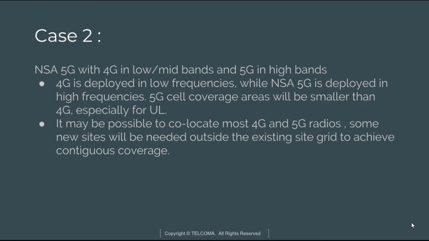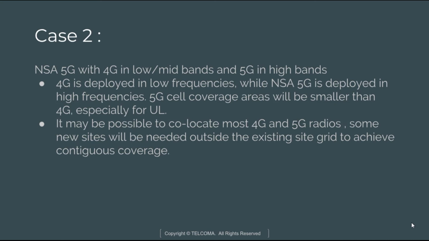Coming to the next case, which is case number 2, here we can have NSA 5G with 4G in low and mid bands and 5G in high bands. In this case, 4G is deployed in low frequencies while NSA 5G is deployed in high frequency. 5G cell coverage will be smaller than 4G, especially for uplink. It may be possible to co-locate 4G and 5G radios.